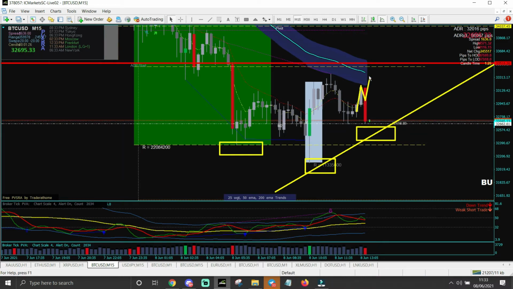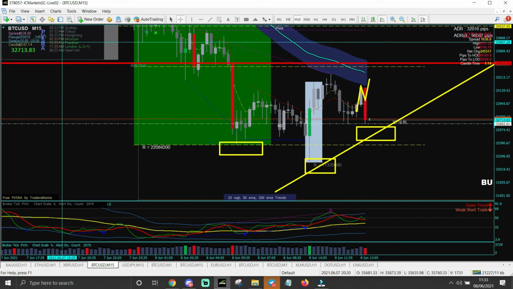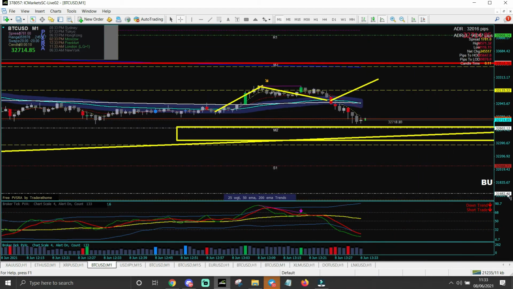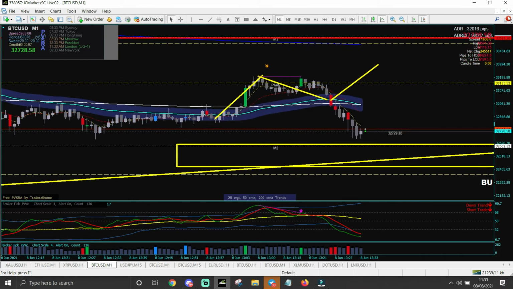Let's see how this one plays out. Holding the M2 zone. If it breaks below, then we are in a bit of a situation. We could look to recover this green candle right here as we anticipated, or we're going to get a nice little spike. So I'm going to flip over to the 1 minute time frame. Here we go. Now we're going to see. This is a point of entry.